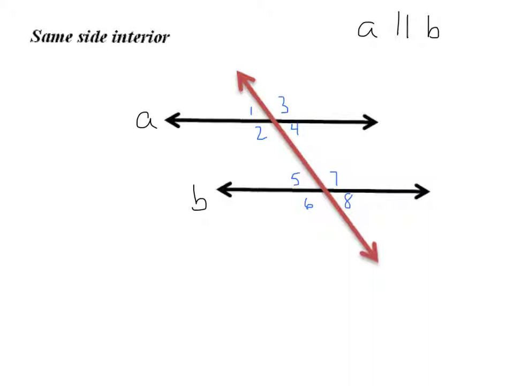Now we're going to look at same-side interior angles. We know that interior means inside the parallel lines. You can probably guess that same side means on the same side of the transversal. So here we have 2 and 5. Angle 2 and angle 5 are same side interior. So would 4 and 7.